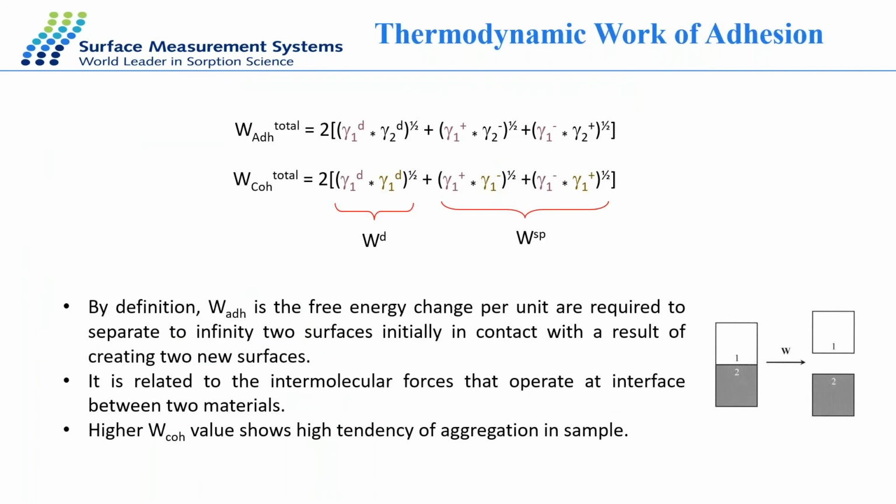Once we have all the different components of the surface energy, so the dispersive, acid, and the base, the work of cohesion and adhesion can be calculated. These two cohesive and adhesive energies are important in formulation design. So it's used to determine the blending performance, the uniformity of the blend.